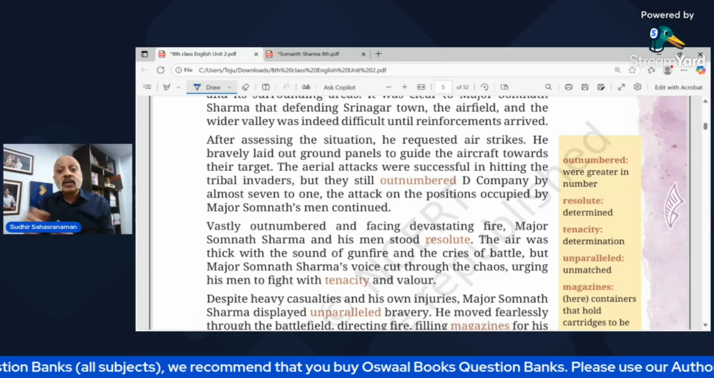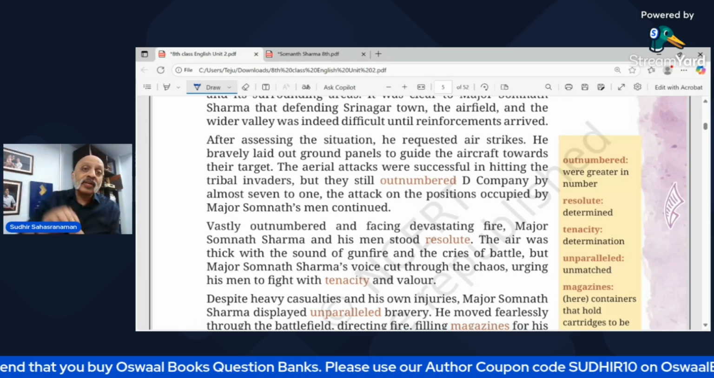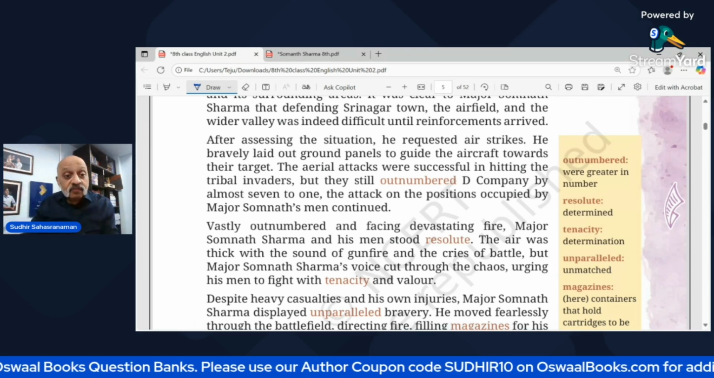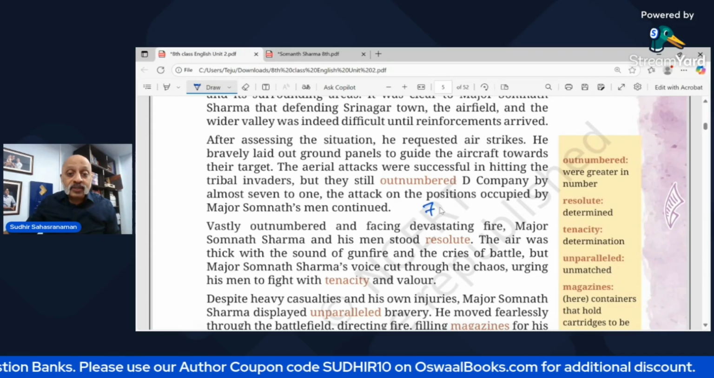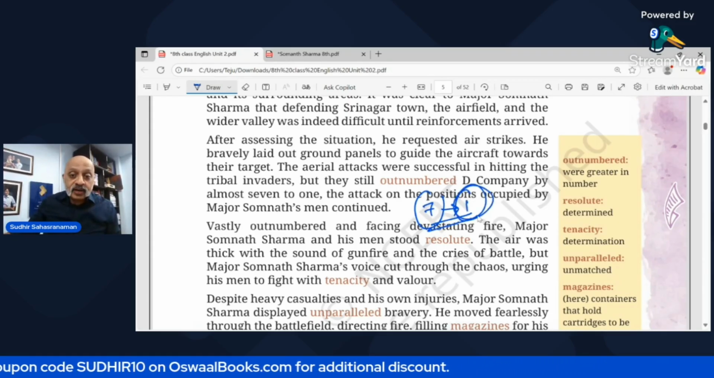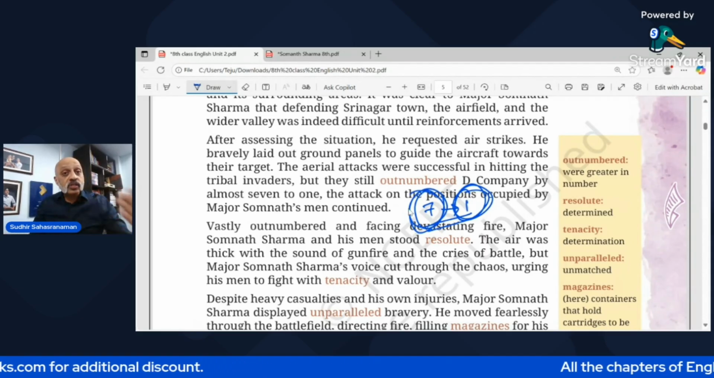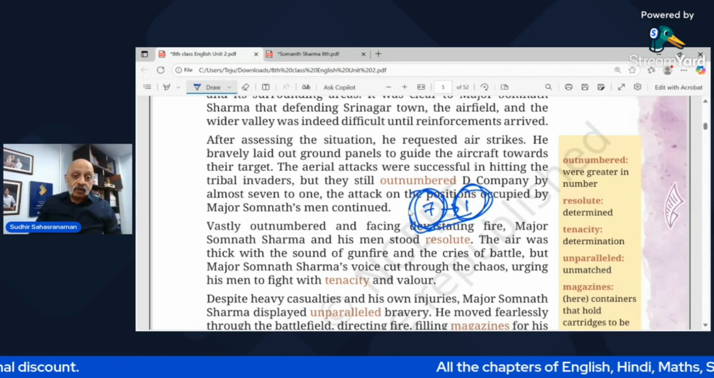still outnumbered the company by almost 7-1. Though the Air Force managed to kill some of the tribal invaders, even then they were more than the Indian soldiers by almost 7-1. That is, for every one Indian soldier, there were 7 invaders, right? So the ratio was in the favor of the Pakistani tribal invaders.